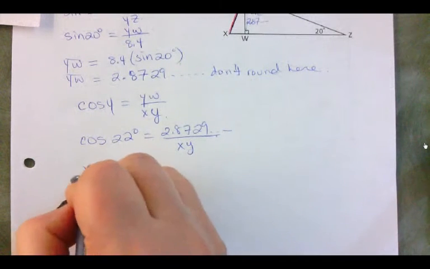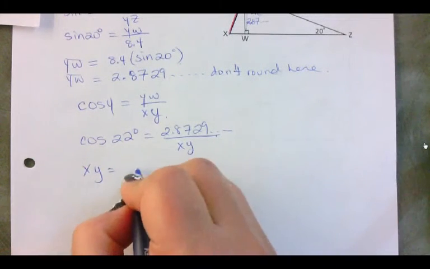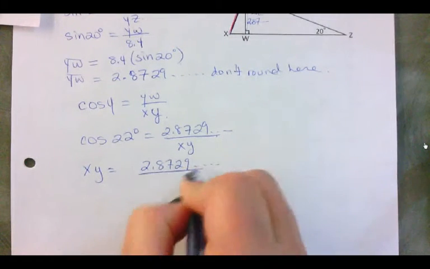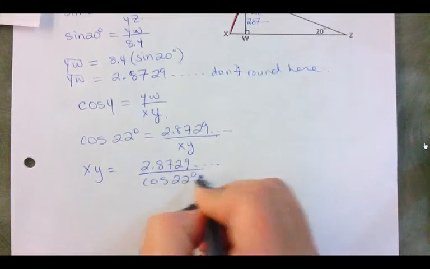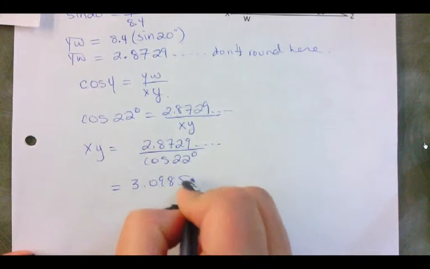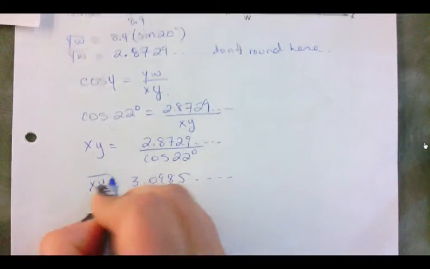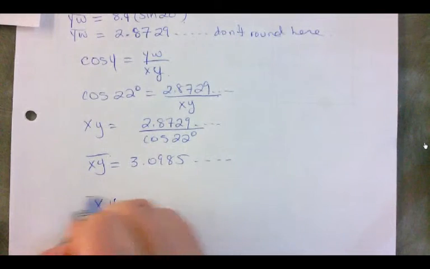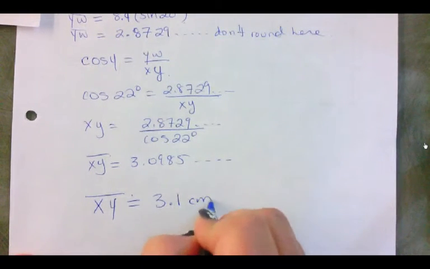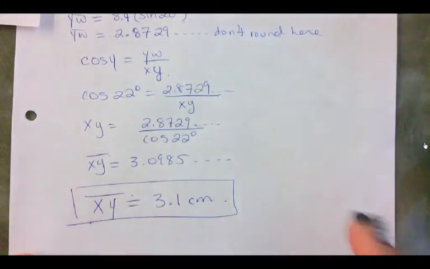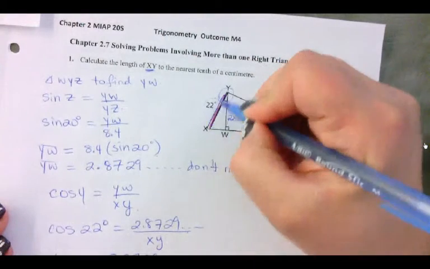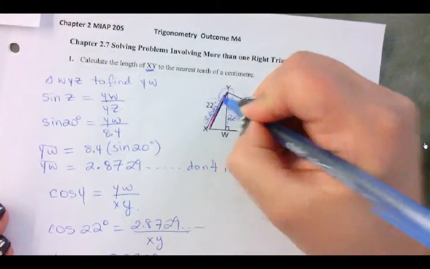So now solve for XY, and we end up getting 2.8729 divided by cosine of 22 degrees. And that ends up equaling 3.0985 dot dot dot. Okay, so all of that, now we have figured out that XY is approximately 3.1 centimeters. So that's this length right here. From here to here is 3.1 centimeters.